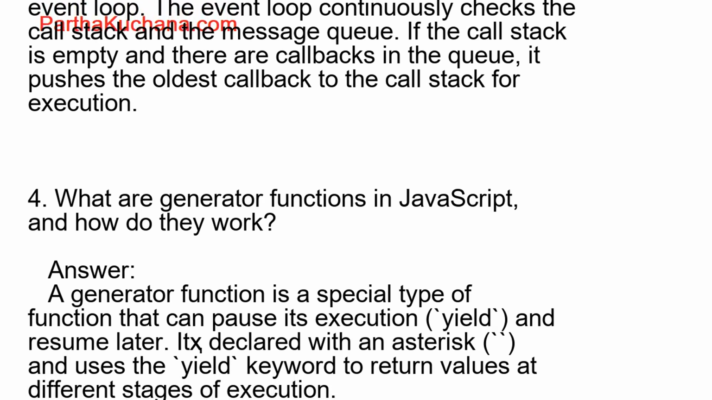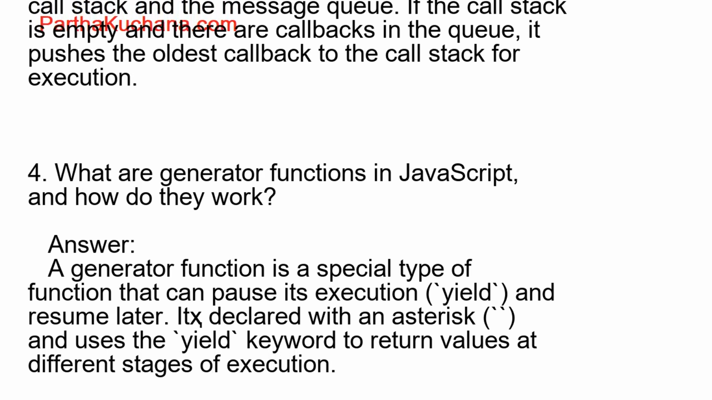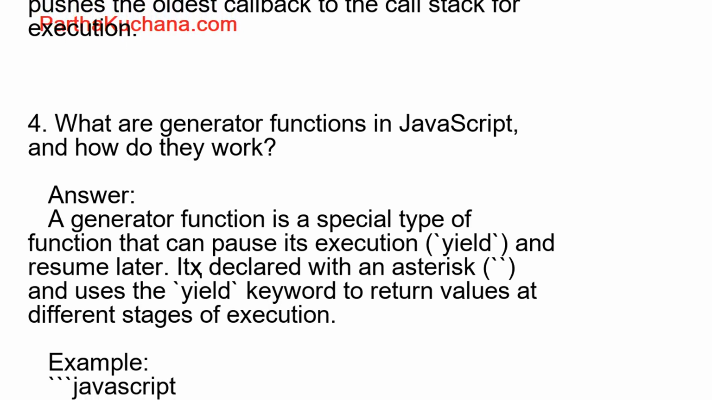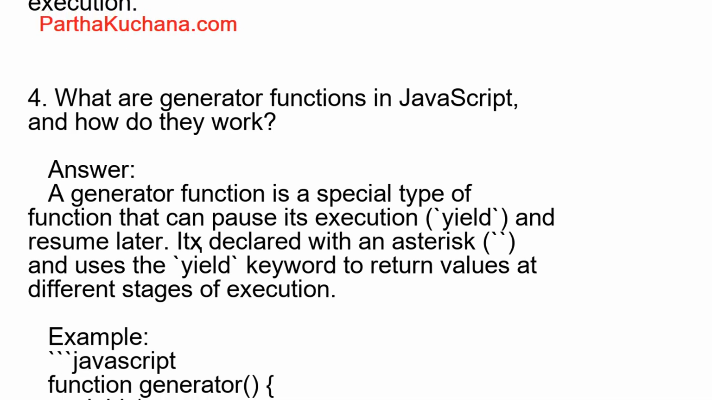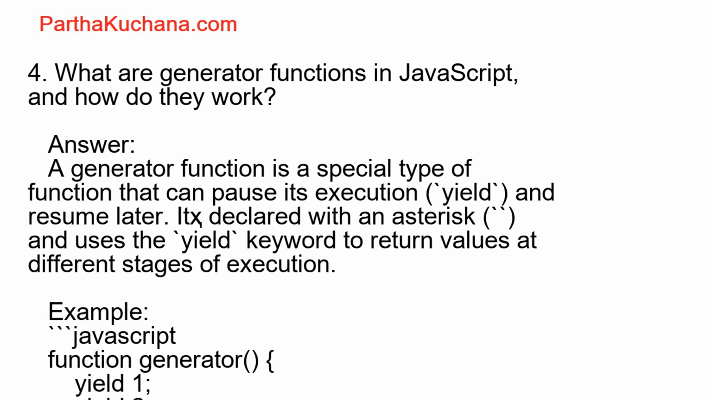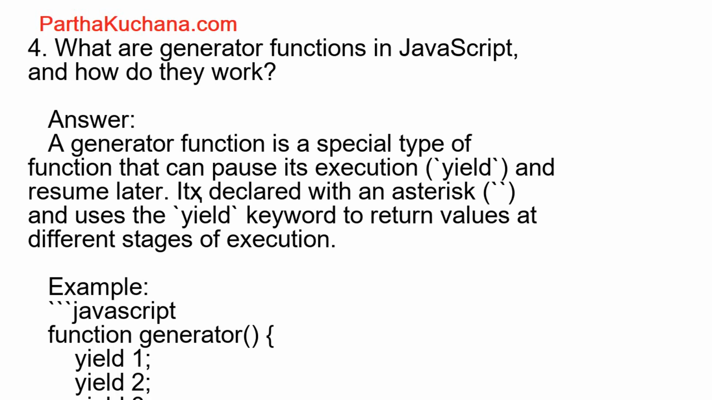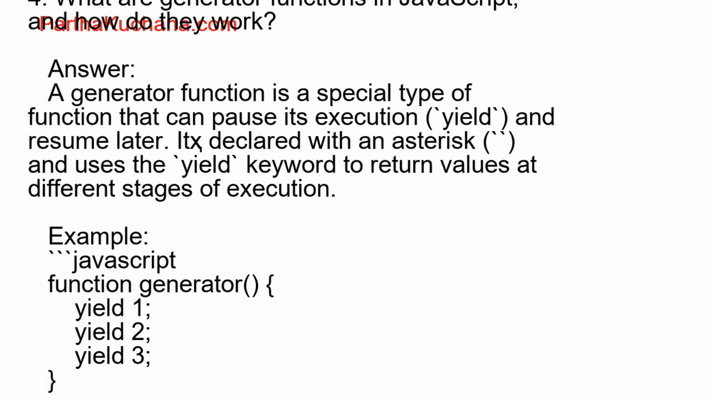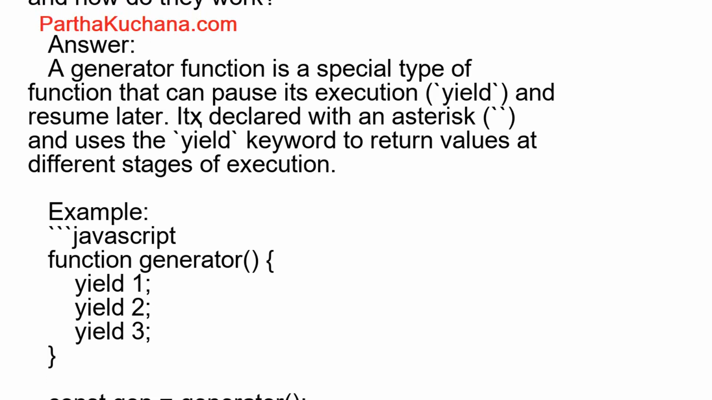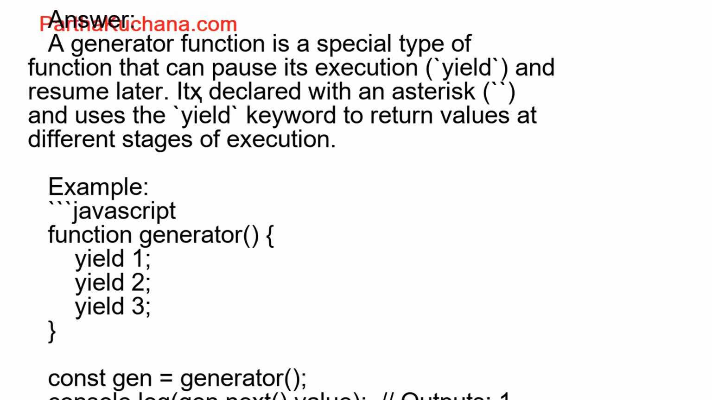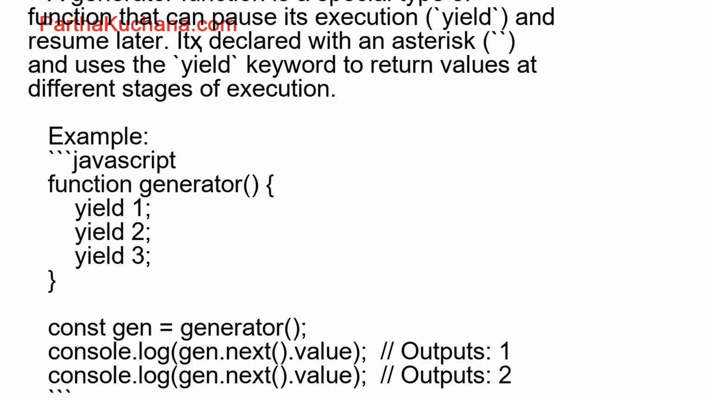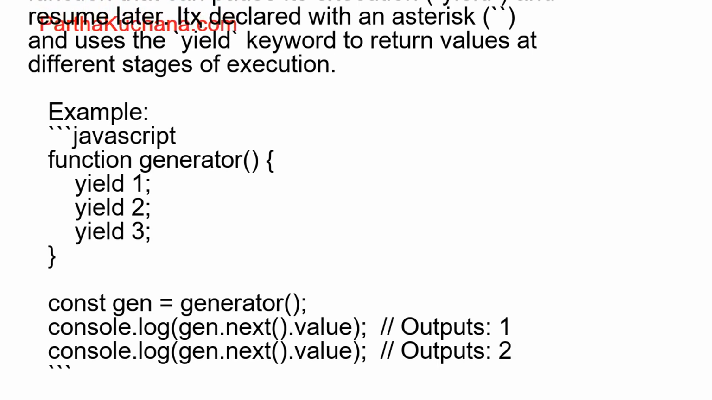Example: JavaScript. function* generator() { yield 1; yield 2; yield 3; } const gen = generator(). console.log(gen.next().value) // outputs 1. console.log(gen.next().value) // outputs 2.